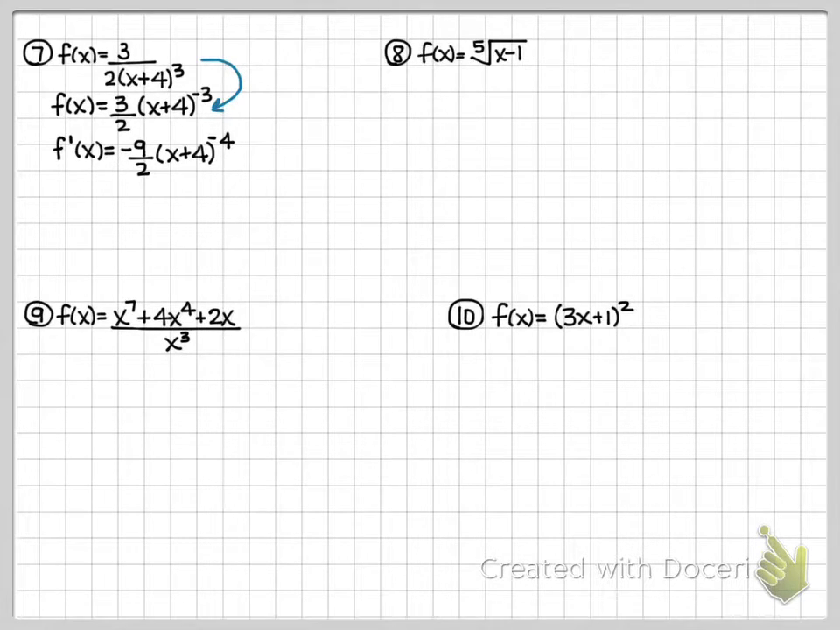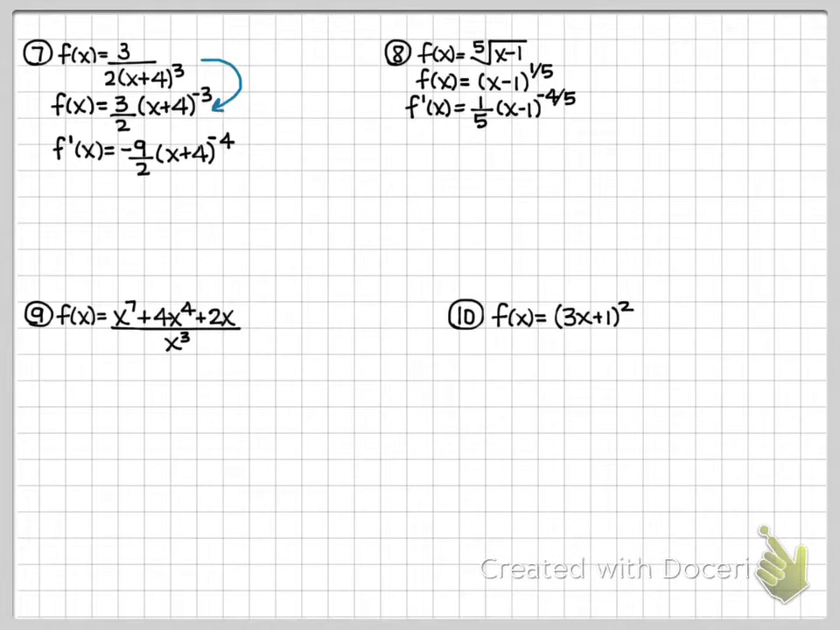So I took the negative 3 exponent, I multiplied it times the 3 halves out in front, kept the x plus 4, and then remember that you're supposed to diminish the power by 1. So if it's negative 3 and you subtract 1, you do get negative 4. So again, I would pause me right now if I were you. Go ahead and work out 8 on your own and see if we match.